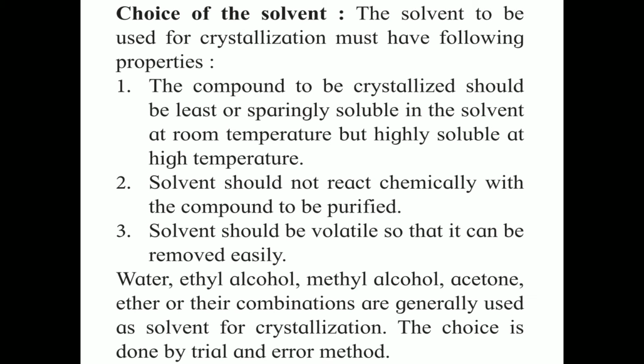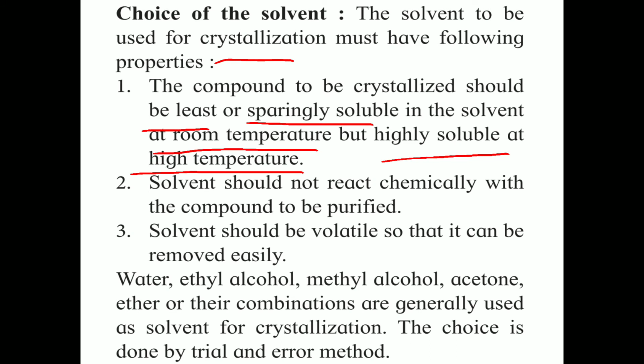Now, in crystallization, we have to dissolve the solid in a solvent. Then, what is the method of choosing the solvent, or on what basis do we choose the solvent? The solvent to be used for crystallization must have the following properties. The first property is that the compound to be crystallized should be sparingly soluble in the solvent at room temperature, but highly soluble at high temperature. That means the substance has low solubility at room temperature, but its solubility increases with increasing temperature.